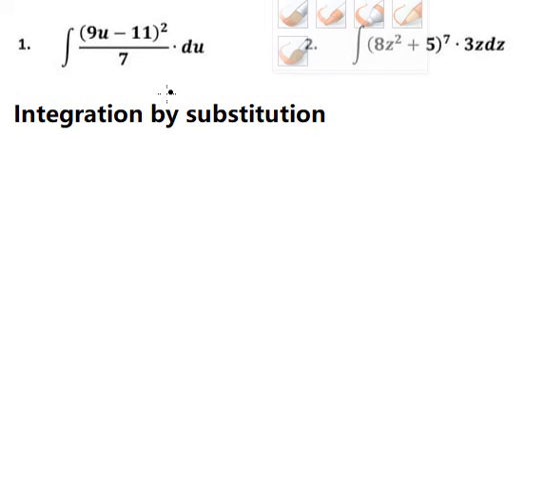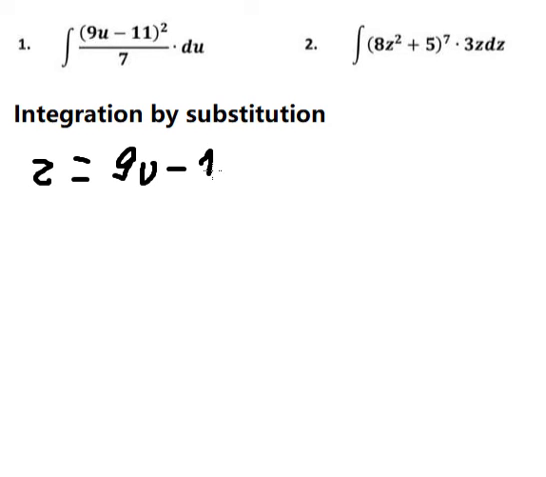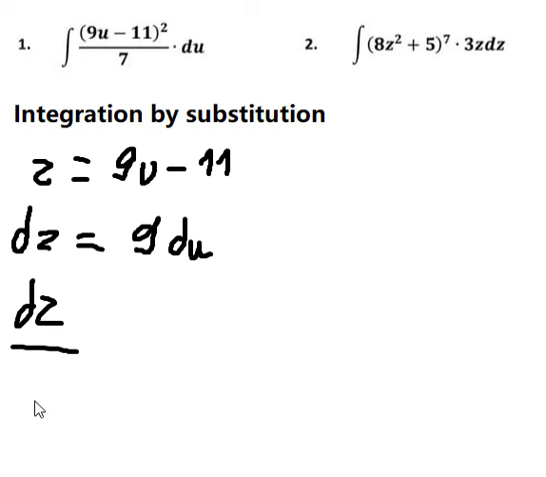So I will put z equal to 9u minus 11. Then we do first the derivative for both sides. We have dz equal to 9 du. Because we don't have number 9 in here, we need to divide both sides by number 9. Now, we need to change this one into z. Du we change by dz over 9.